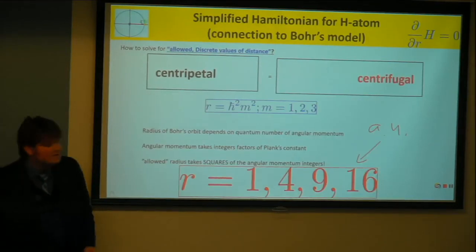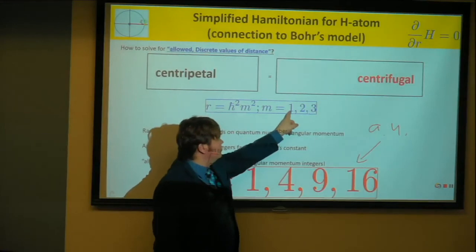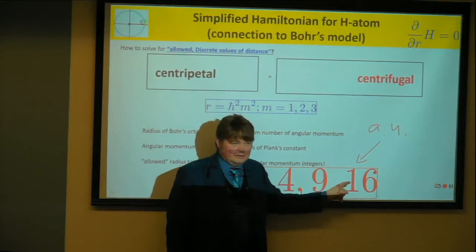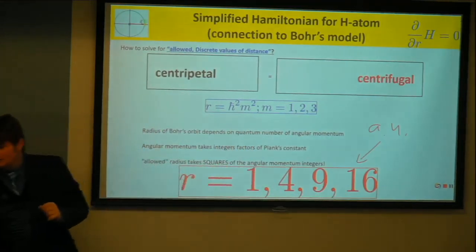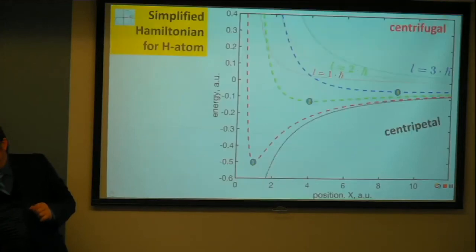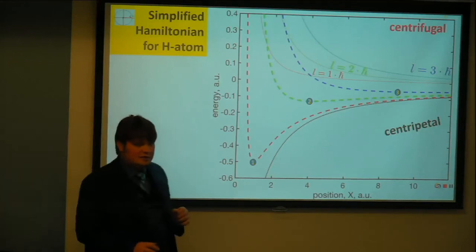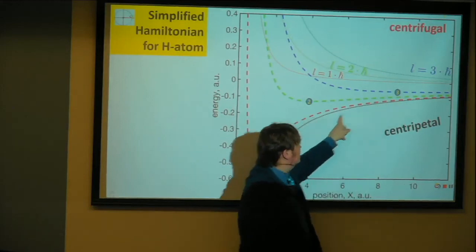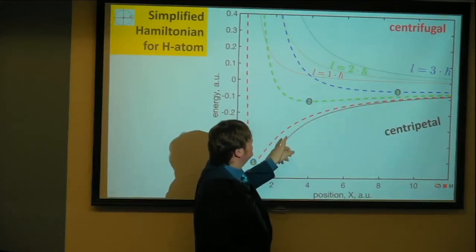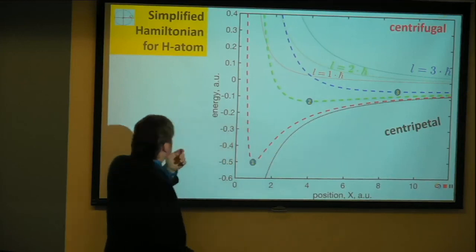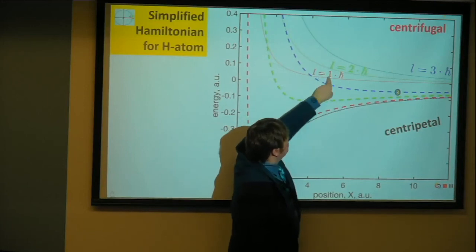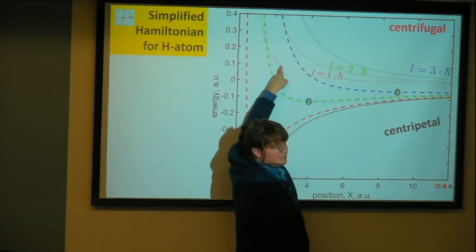So if the angular momentum quantum number goes 1 to 3, then the radius will go as 1, 4, 9, 16. Right? So they are substantially different. And we are coming closer to the image that was the target. So centripetal Coulomb attraction is negative, and centrifugal energy is repulsive. But depending on the value of angular momentum, it has different steepness.